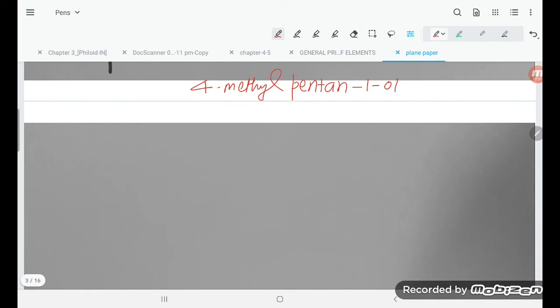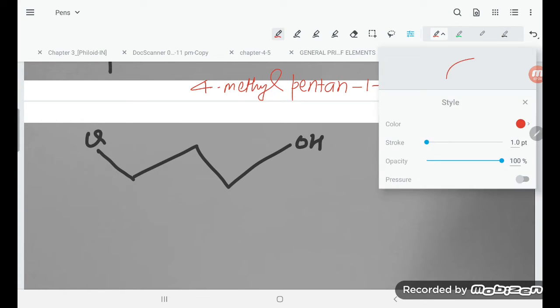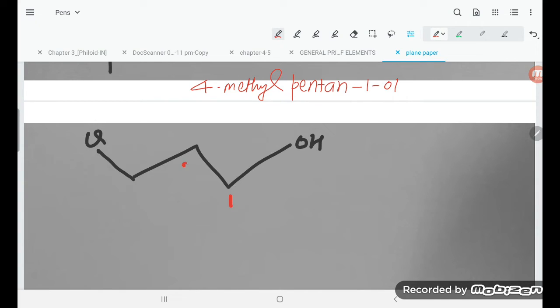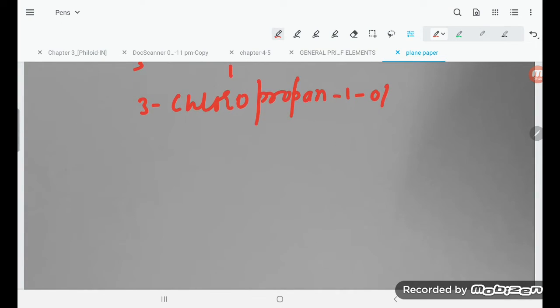Now let us go with another one, student. What is this one? This is the OH group and here is the Cl group. How to do the numbering, dear student? This is 1, this is 2, here is 3. Okay, 1, 2, 3. So on the third position, what is there? 3 chloro. Then it is going to be prop, single bond in, 1 all. 3 chloro propanol. Right.